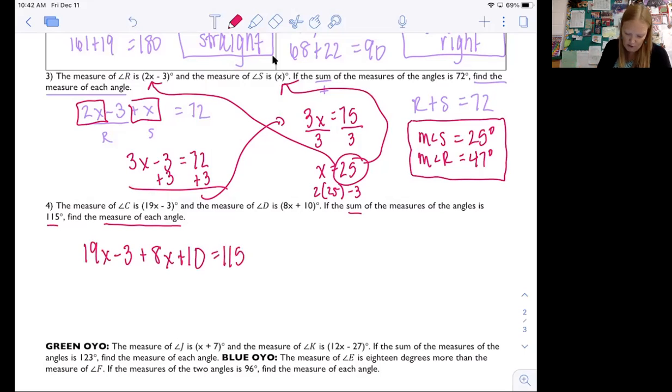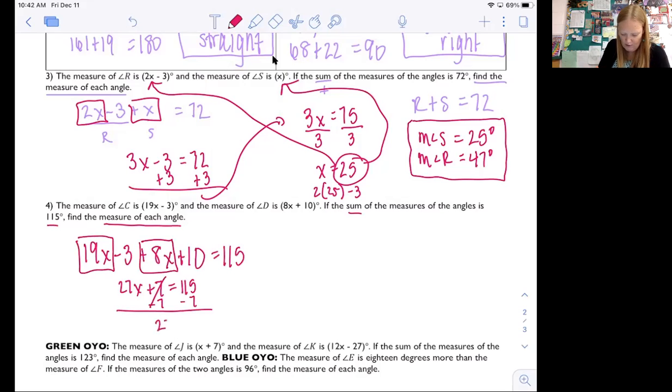Okay, let's combine like terms. 19x is going to go with this positive 8x to give me 27x, and the negative 3 plus 10 gives me a positive 7, equals 115. So I'm going to undo the addition by subtracting. 27x equals 108.